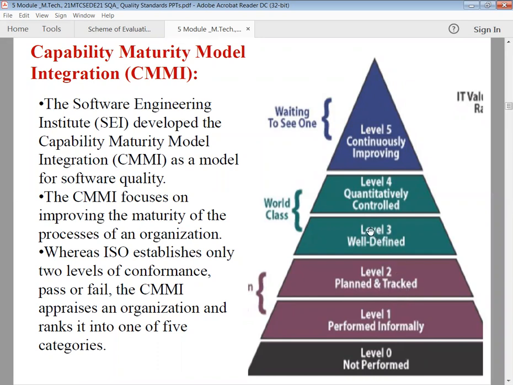And level three is well defined. Level four is quantitatively controlled. Level five is continuously improving. So if you are getting level zero, it means you are in the fail state. If you are getting level one or level two, okay, you gained some marks. And if you are getting level three and level four, your organization is a world class organization. And if you are getting level five, wait to see one. So like that, they are giving the grading.